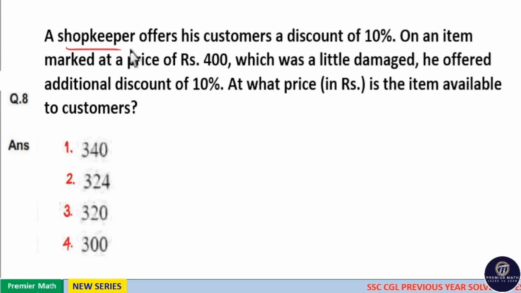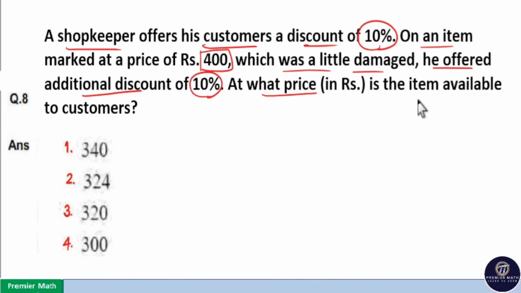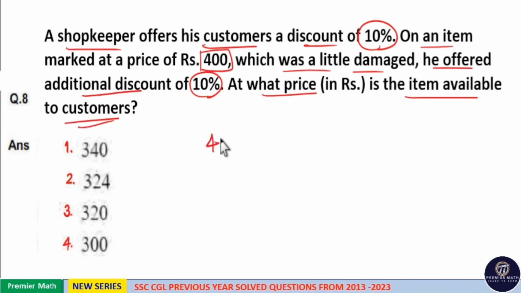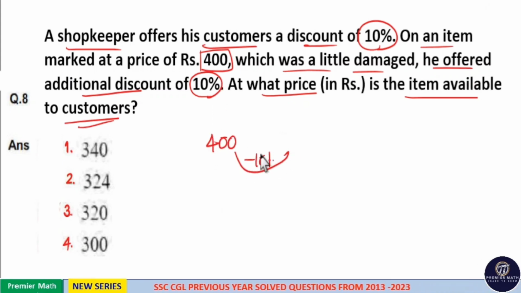A shopkeeper offers his customers a discount of 10% on an item marked at a price of rupees 400, which was a little damaged. He offered an additional discount of 10%. At what price is the item available to customers? Here 400 is the marked price, then he offered a 10% discount, which means 10% of 400 is 40. So 400 minus 40 is 360 rupees.